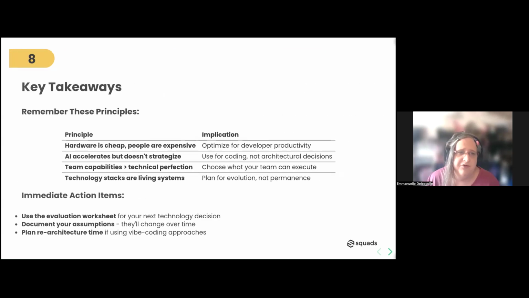There are four principles also that are easy to keep in mind. Hardware is cheap, people are expensive. AI accelerates but doesn't strategize. And team capabilities are more important than technical perfection. Choose what your team can do, not what would be the perfect solution. And finally, technology stacks are living systems. So make a good decision to start with, but also try to make decisions that you can change later on.